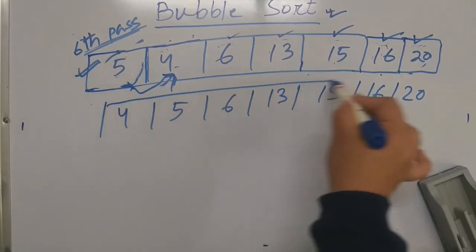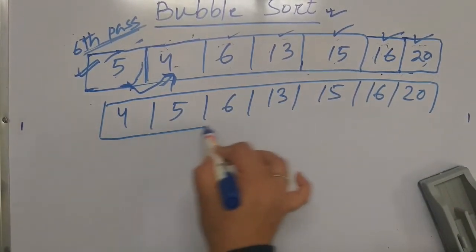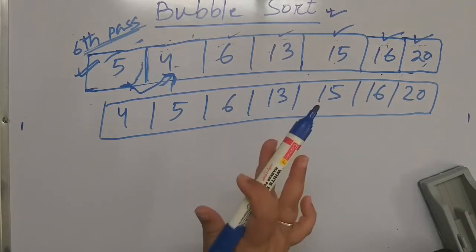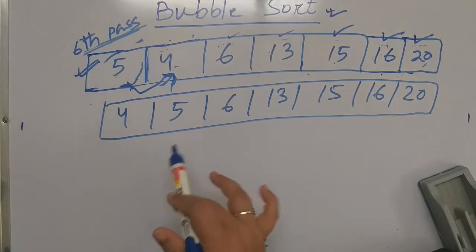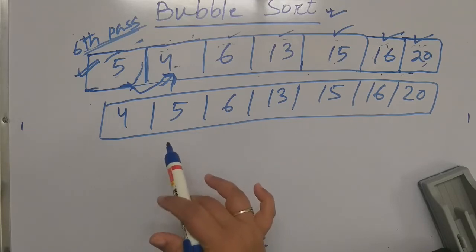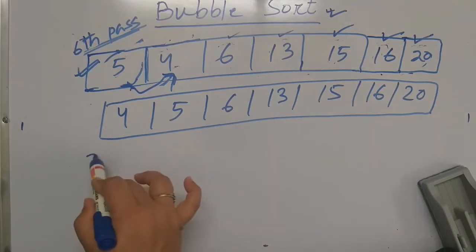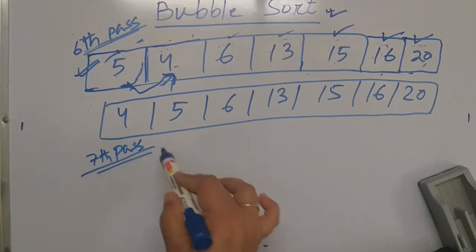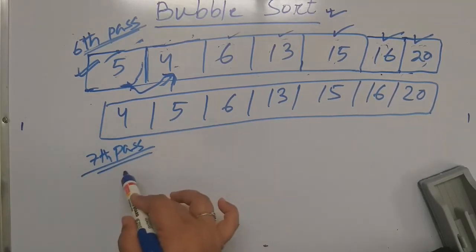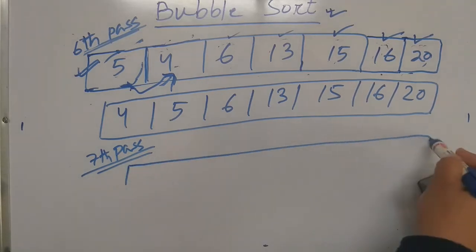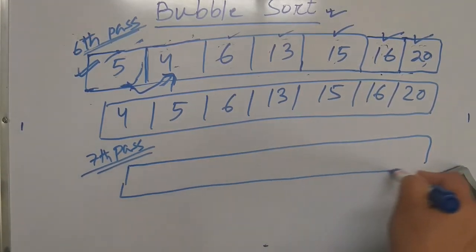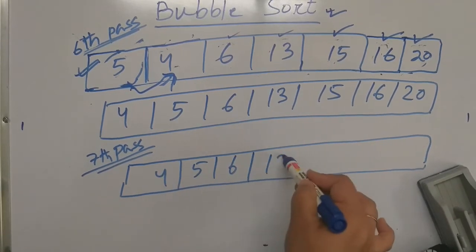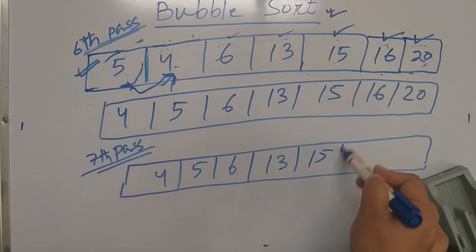Okay, so how many comparisons only here? 4 is compared with 5, 5 is compared with that of the 6 and over. Okay, so only one comparison here after 6th pass, and this is the input for the 7th pass. Okay, so whenever we write down, this is the input. Here 4 is compared with 5. Okay, and finally we are getting the answer. 4 is compared with 5 and we are getting the answer after this pass.